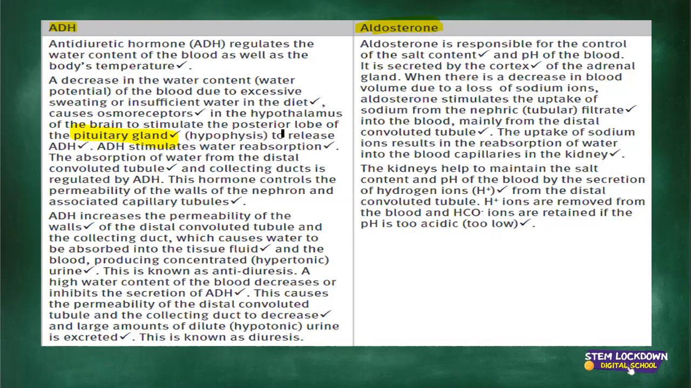Because what will ADH do? It will control the permeability of the walls of the nephron and those associated capillary tubules. Then what happens? ADH will increase the permeability of the walls of the distal convoluted tubules and the collecting duct, which will then cause water to be absorbed into the tissue fluid and the blood, which will then produce the concentrated urine. Because now water will be moving out from the filtrate and moving back into the blood, thereby leaving the urine to be more concentrated.